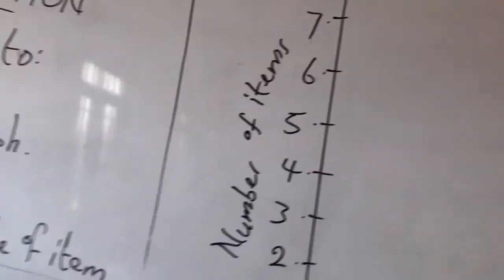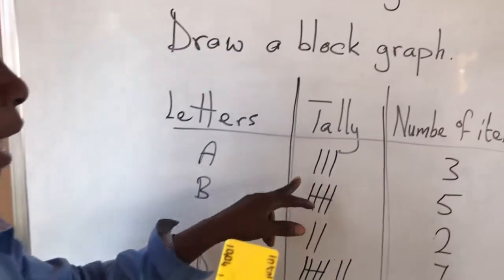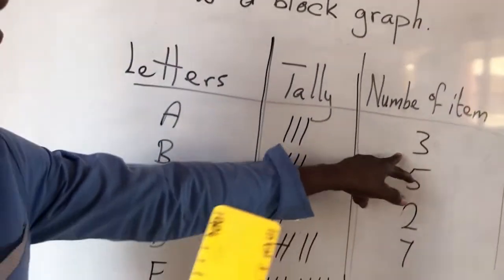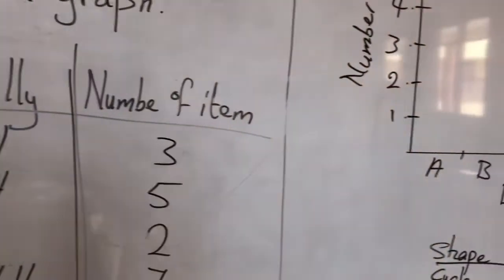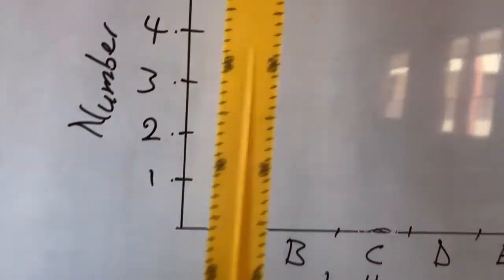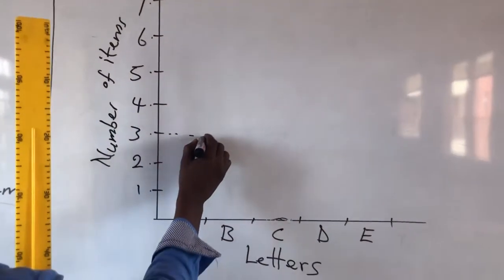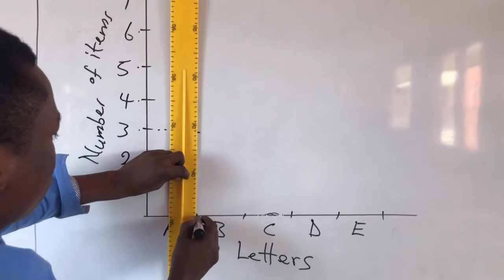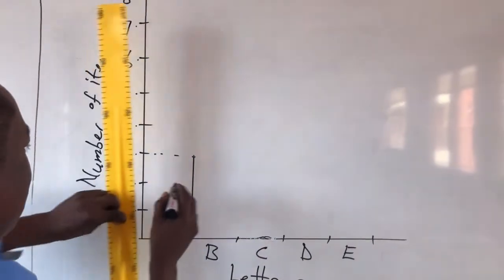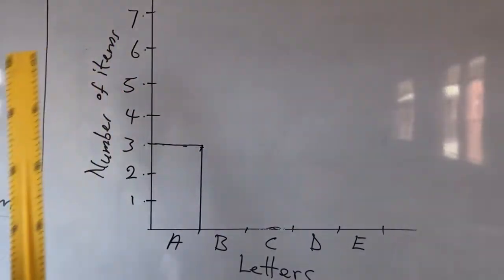Now we come back to this same information chart. We have A. A is how many number of items? 3. So let's quickly draw that. This is A. So we are drawing A up to this level. You use your ruler nicely to underline.